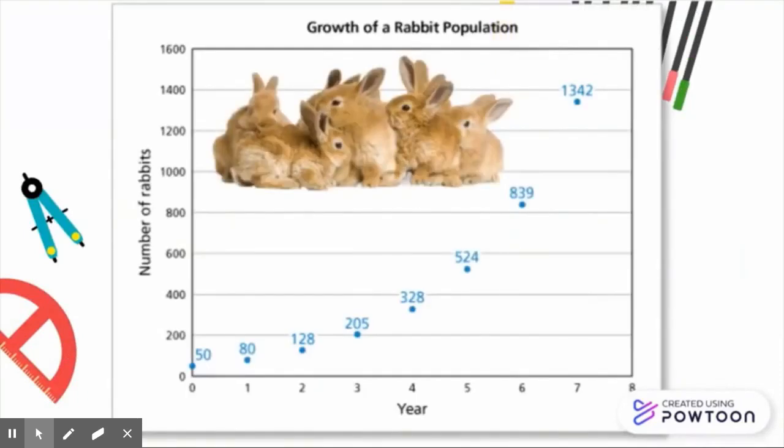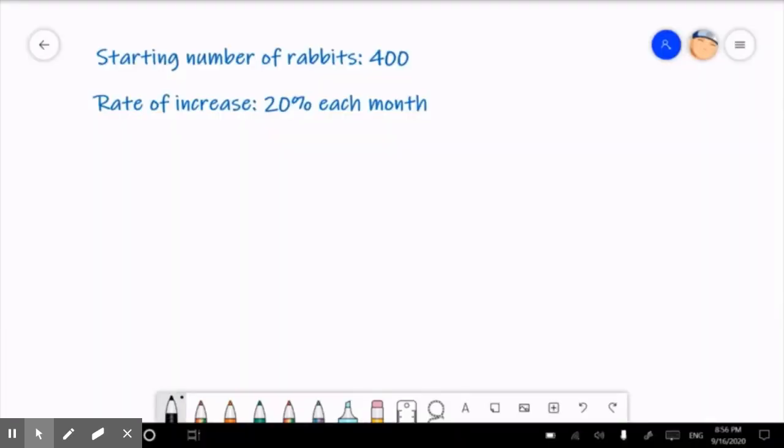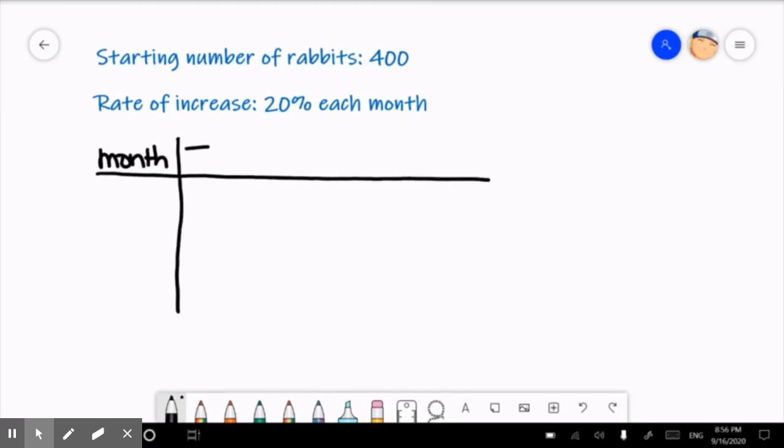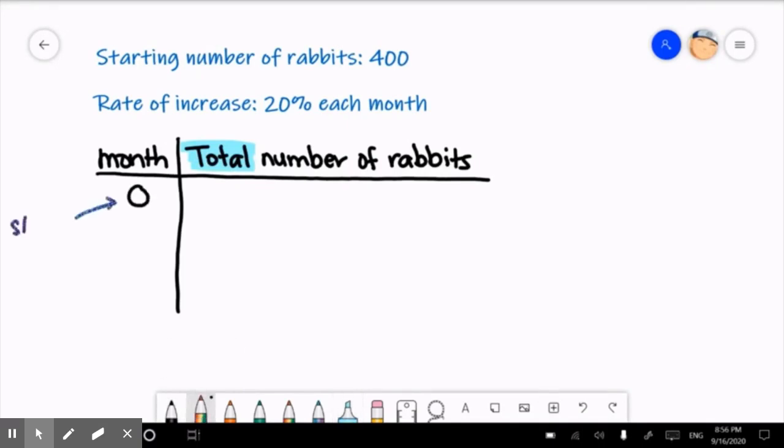It is pretty common knowledge that rabbits reproduce very quickly, so let's look at an example of that in this exponential problem. We'll start with the table, where we've got months versus total number of rabbits. Notice I included total here so I can get a good view of a pattern. We'll begin with 0 because that's our starting value, a point where no time has passed.